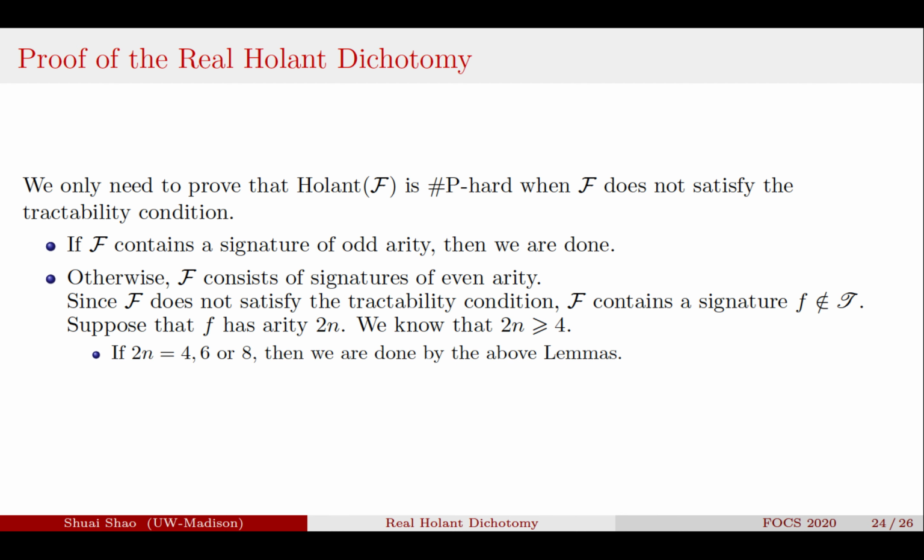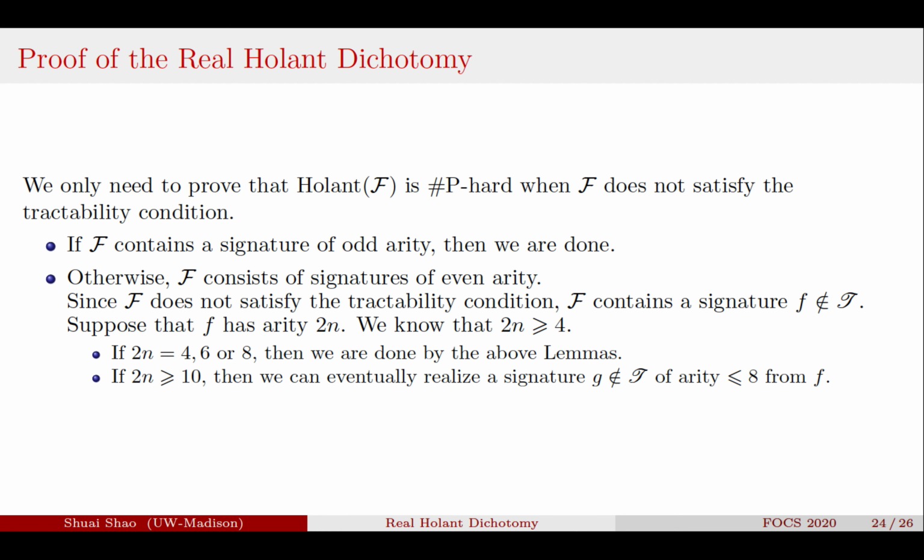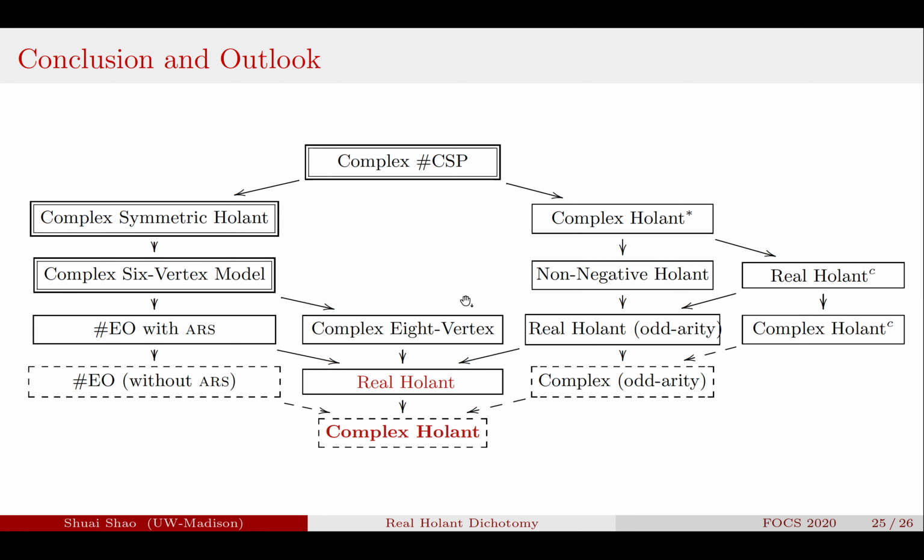When 2n equals 4, 6 or 8, then we are done by all these previous lemmas. So these are the base cases for the induction proof. And when 2n is larger than or equal to 10, then we can show that the inductive step works. So we can eventually realize a signature of arity no more than 8 that is not in T. Then we are done. So in this paper, we proved a dichotomy for real-valued Holant problems.